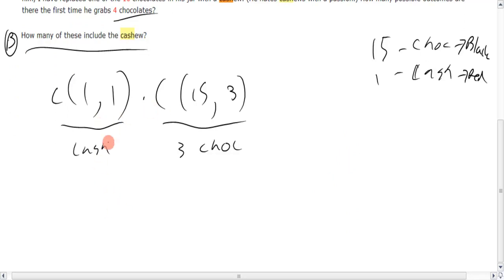So this just ends up being whatever that number comes out to be. One combination of 1 is 1, so it's just 1 times whatever 15 combinations of 3 is. Excuse me, I don't know what that number is. And so you get that, and you get your answer.